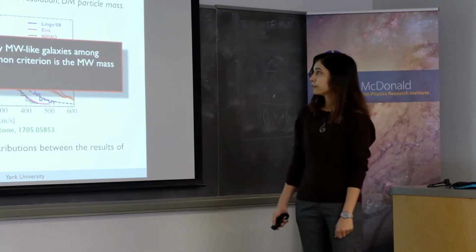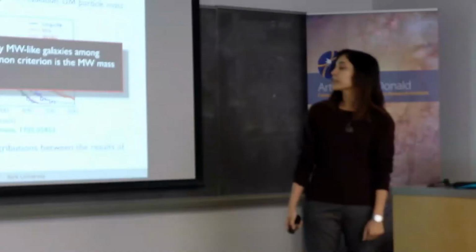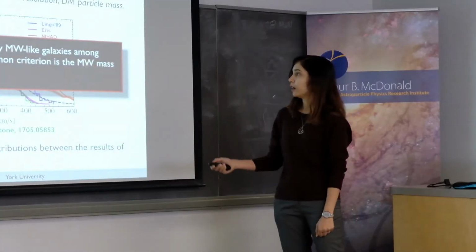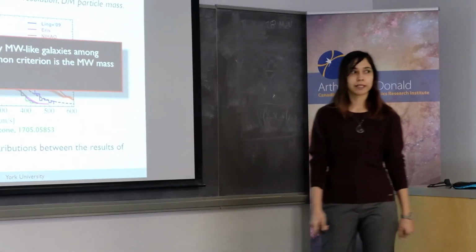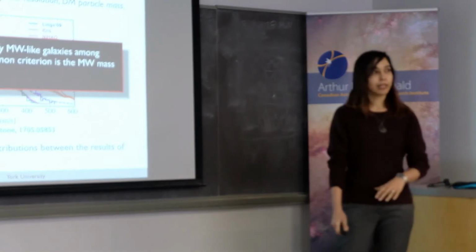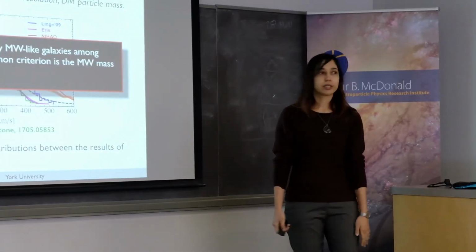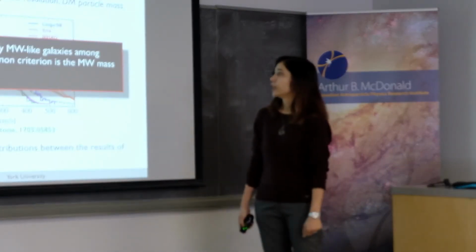Also, one of the important things that we found was that there are different criteria used to identify what it means to be a Milky Way-like galaxy in different simulations. And usually, what most people do is to just take the galaxy which has the correct mass, more or less falls into the correct mass range of the Milky Way, as Milky Way-like, without checking other things. And then you can produce a velocity distribution for that, and find what the velocity distribution of that galaxy is.